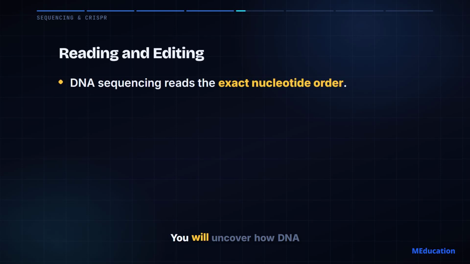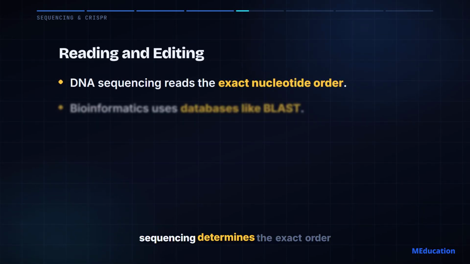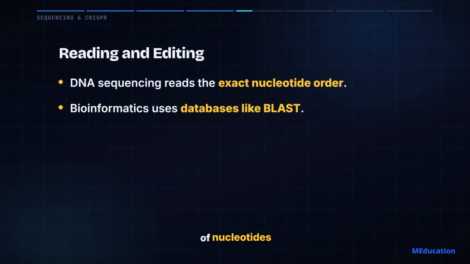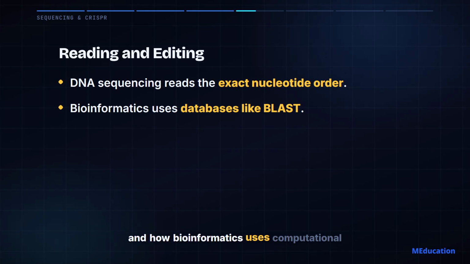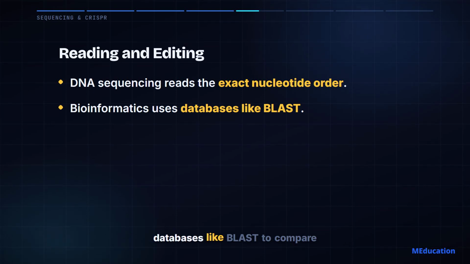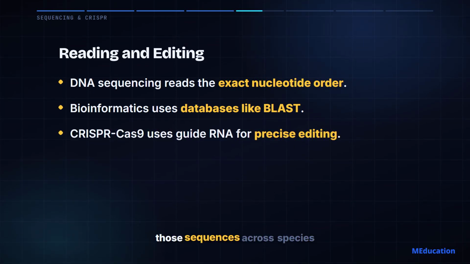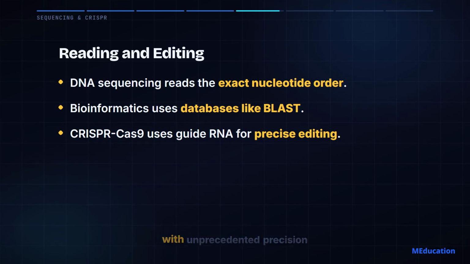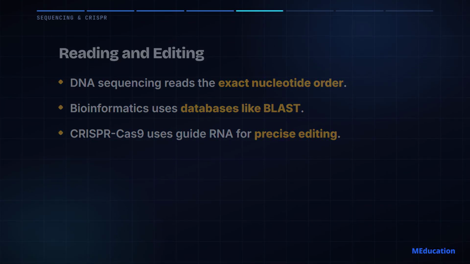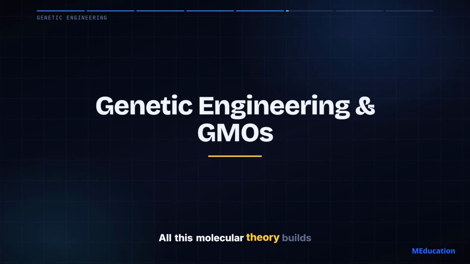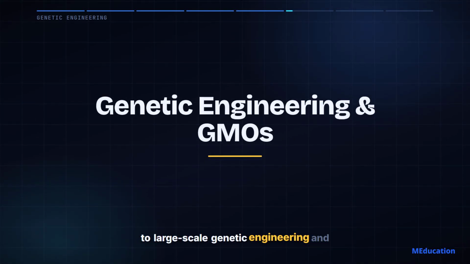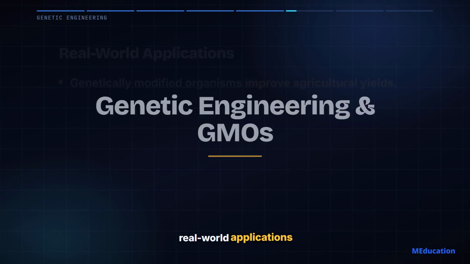Next, we move to reading, analyzing, and editing the genetic code. You will uncover how DNA sequencing determines the exact order of nucleotides and how bioinformatics uses computational databases like BLAST to compare those sequences across species. We also dive into CRISPR-Cas9, a revolutionary system using guide RNA to target specific sequences, allowing scientists to edit genes with unprecedented precision.